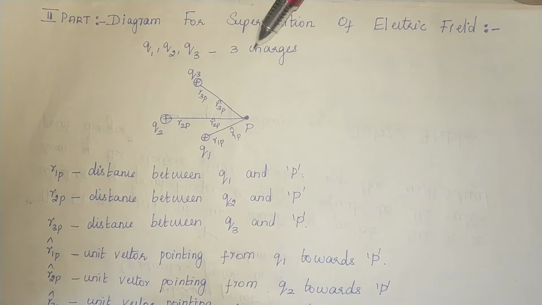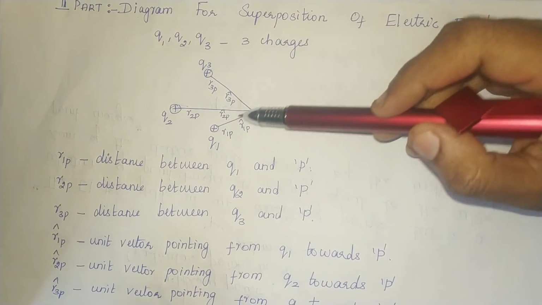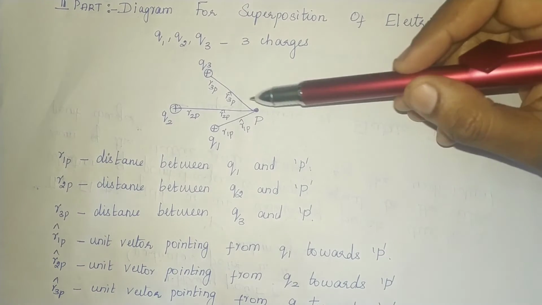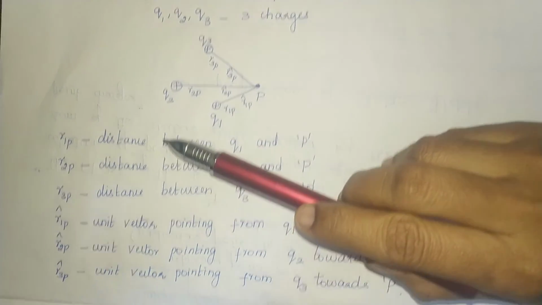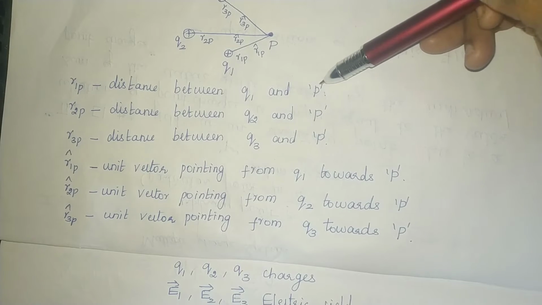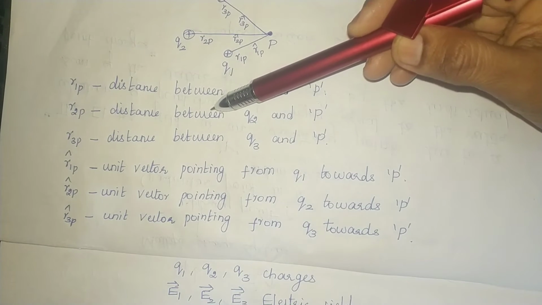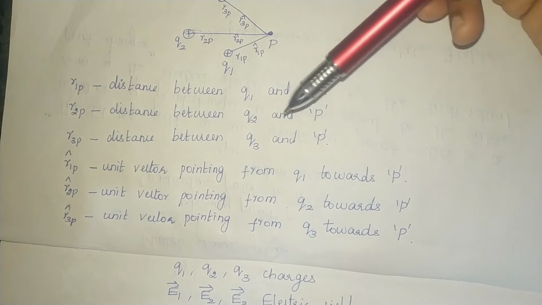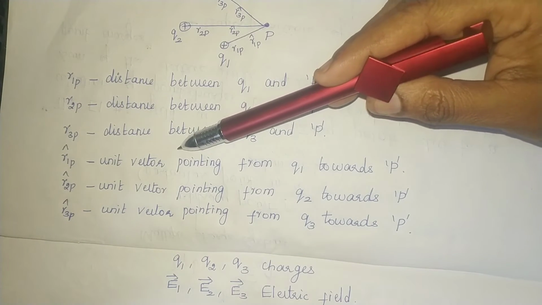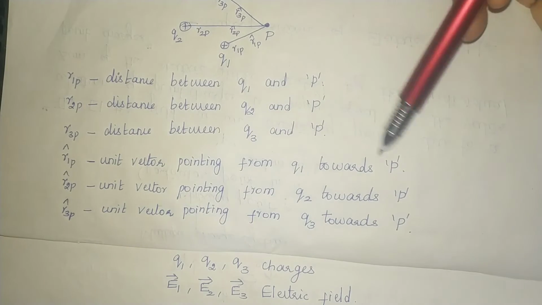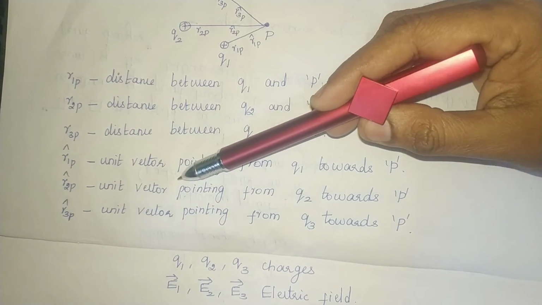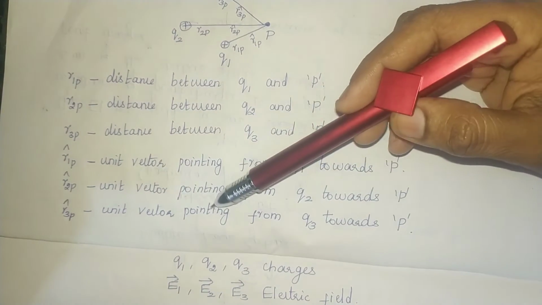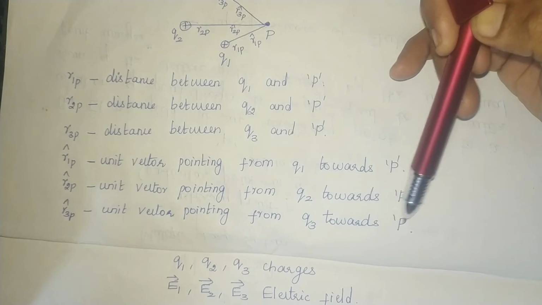Let Q1, Q2, Q3 be the three charges. Here Q1, Q2, Q3 are at distances of R1P, R2P, R3P from the point P. We know that R1P is the distance between Q1 and P, R2P is the distance between Q2 and P, and R3P is the distance between Q3 and P. R1P unit is the unit vector pointing from Q1 towards P, R2P unit is the unit vector pointing from Q2 towards P, and R3P unit is the unit vector pointing from Q3 towards P.